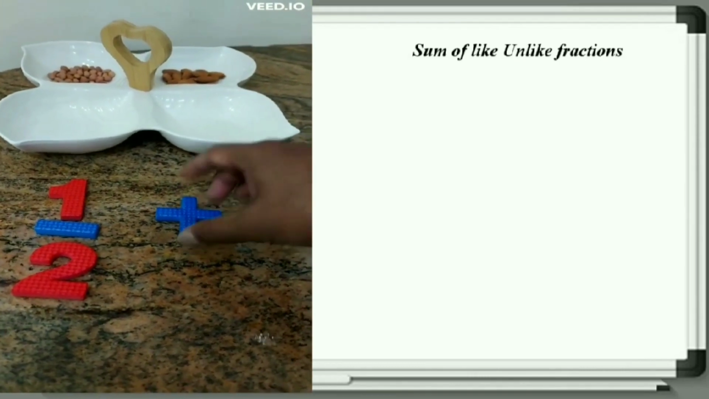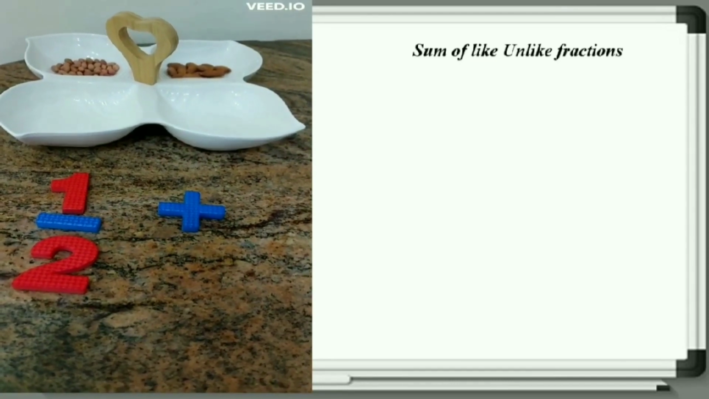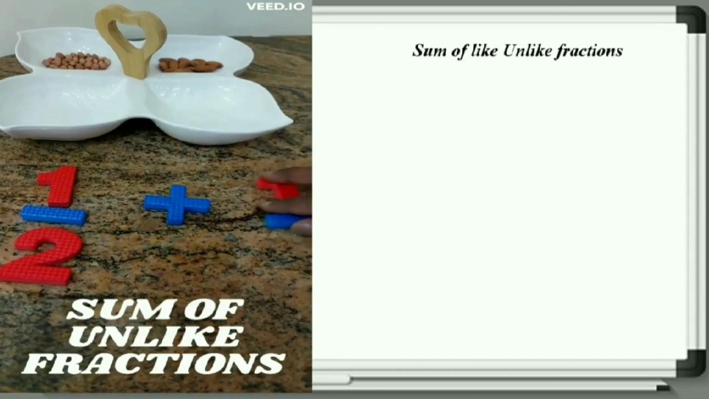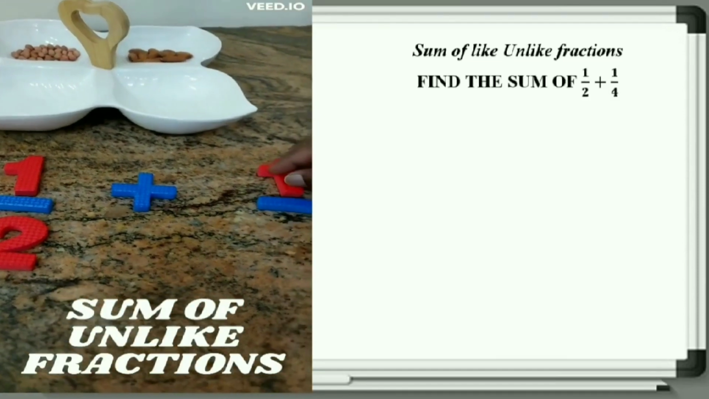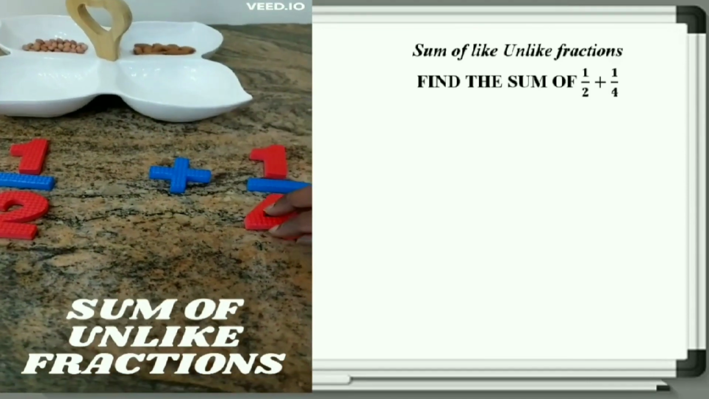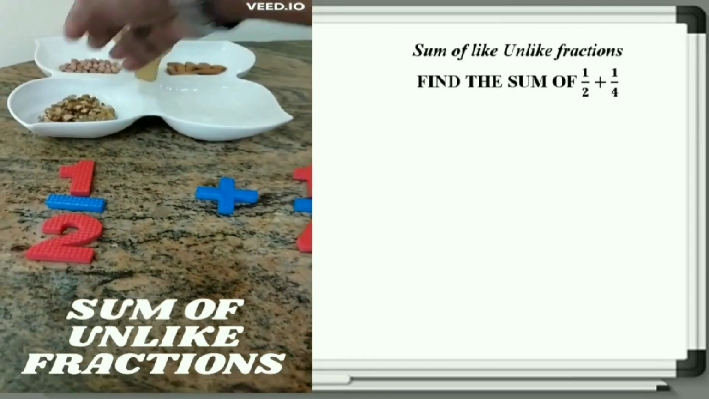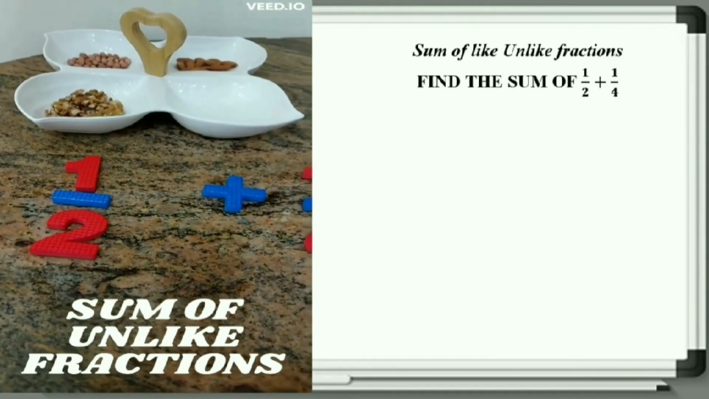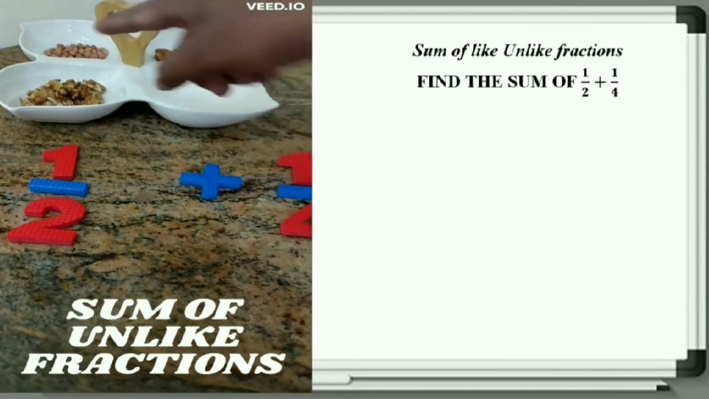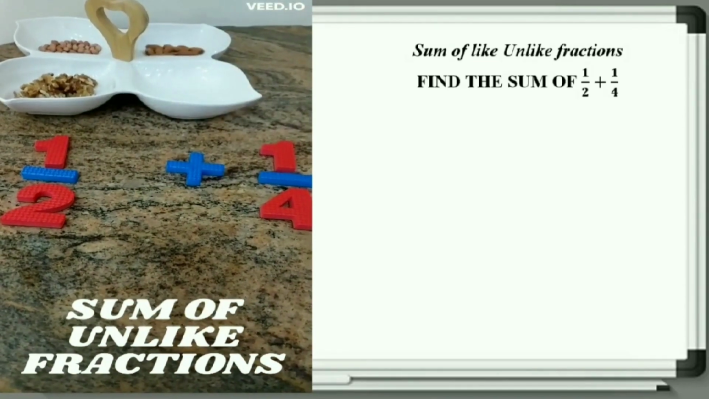Now I am going to find the sum of two unlike fractions. I am going to add one more, that is 1 over 4. Out of 4 parts, I am going to fill up one more part. Now see here, I filled it. I filled one part out of 4 parts, and half was already there.